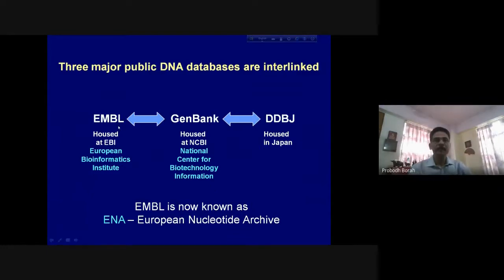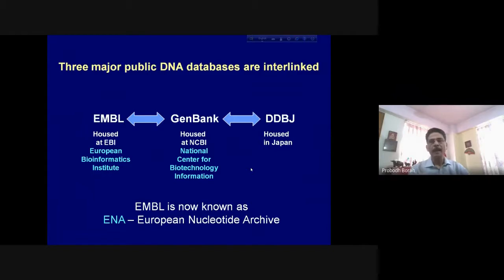Then another important database is EMBL, European Molecular Biology Database, or now it is referred to as ENA, European Nucleotide Archive, which is housed at European Bioinformatics Institute located in Great Britain. And a third of its kind is hosted in an Asian country, in Japan, which is known as DDBJ, DNA Data Bank of Japan. So these are the three important databases or resources for the biologist.